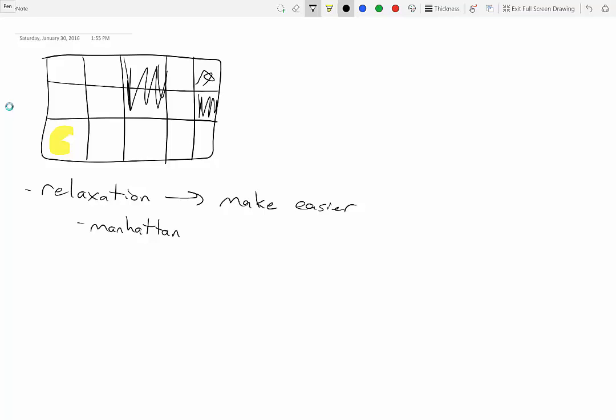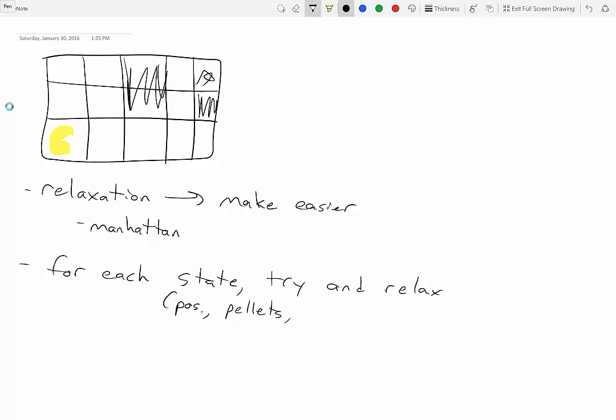But in general, you might have things besides your distance or your coordinate. You might have the number of pellets or the ghosts. So a general strategy is for each value in your state, try and relax. Your state could be positions, it could be pellets. And for each of these, try to come up with something that's an easier problem to solve, because you want to underestimate the actual cost to reach your goal.